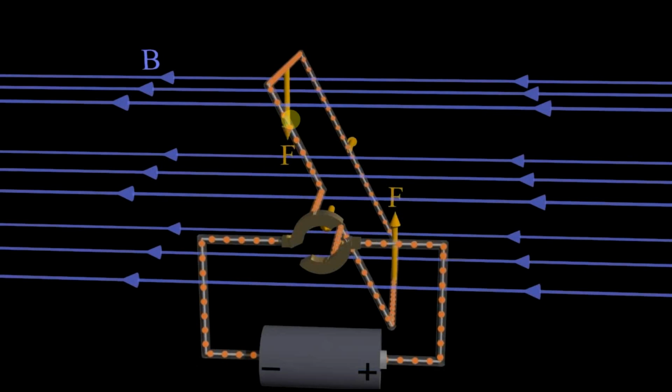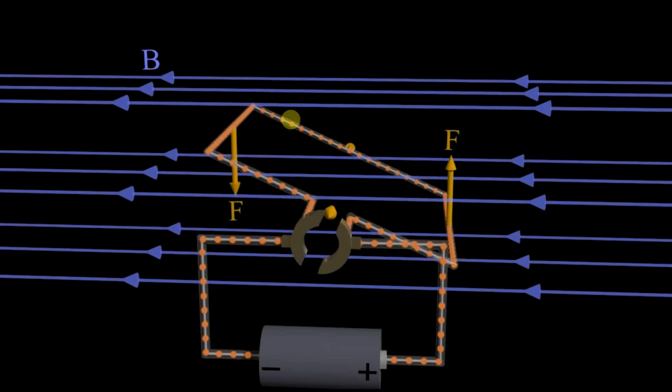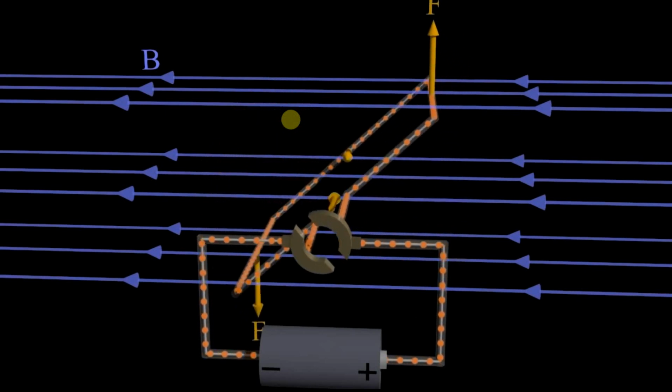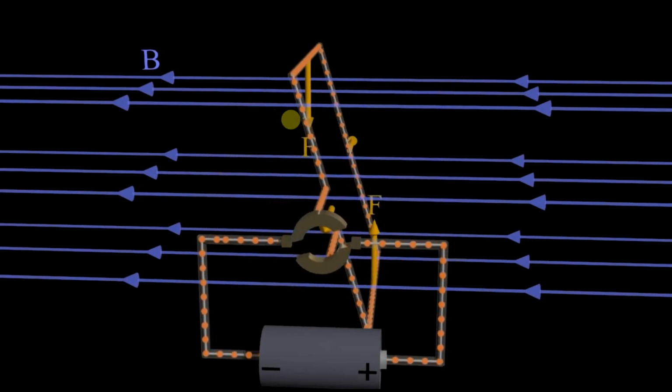What if I want to flip it into reverse? I can flip the current, I can flip the magnetic field. I have lots of ways to make this go in reverse. The motor loop would get stuck lined up perpendicular to the magnetic field if its current never changed direction.